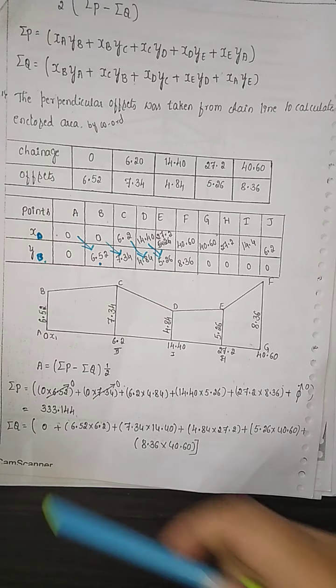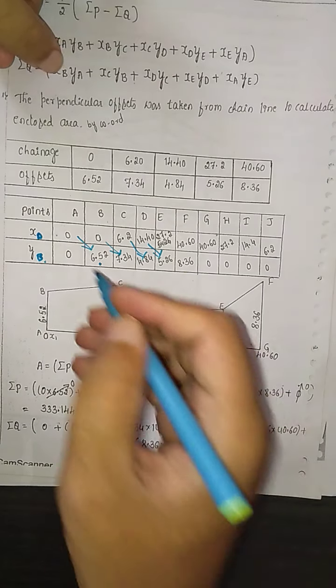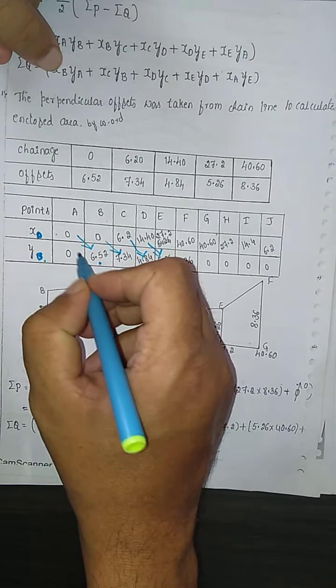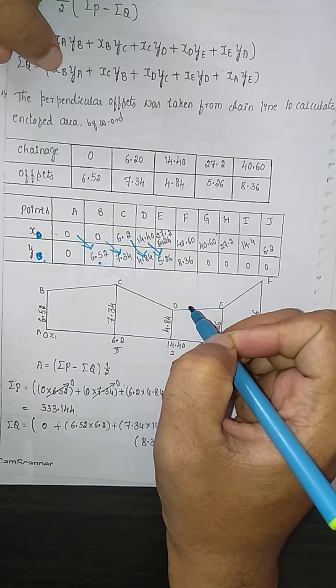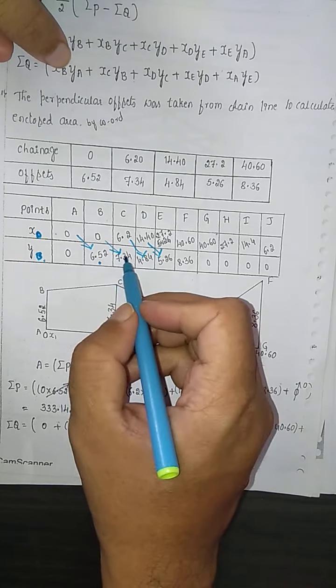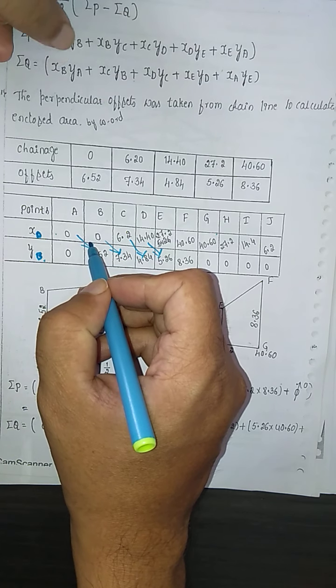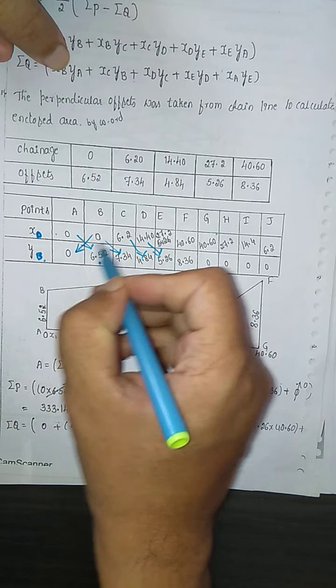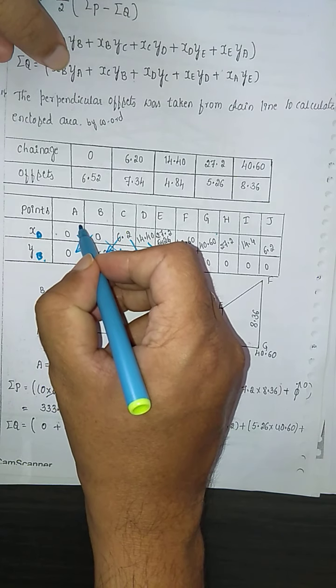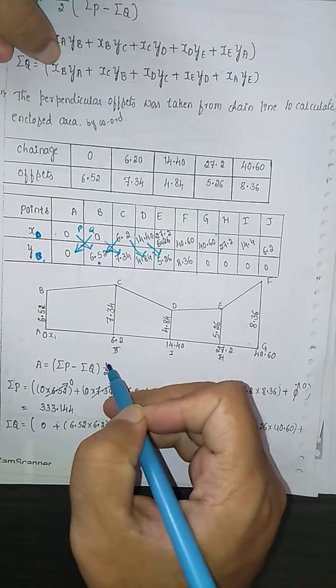Now you need to find out sigma Q. Okay, sigma Q, what is the formula? XB into YA. So you are going to have a reverse: XB into YA, XC into YB. So you will be calculating like this, XB into YA for sigma. This is for P and this is for Q. You will be calculating like this, XB into YA.